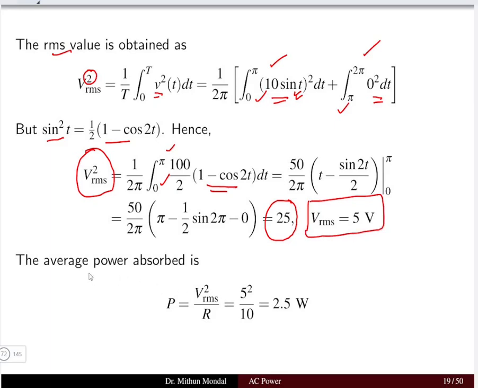Now the average power absorbed by the load, a resistor of 10 ohms, is basically Vrms square by R. If the current is given, then you will be finding Irms square R. If the voltage is given, then you can go by the formula Vrms square by R. So the power is equal to 2.5 watt. So this is the average power which is absorbed by the load.